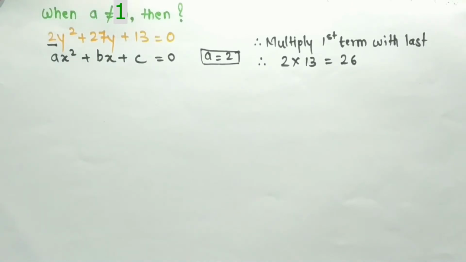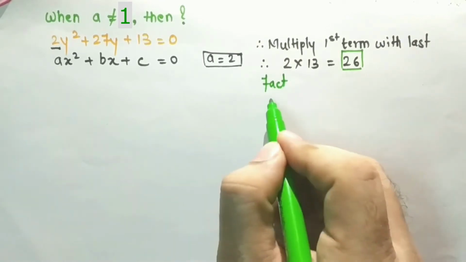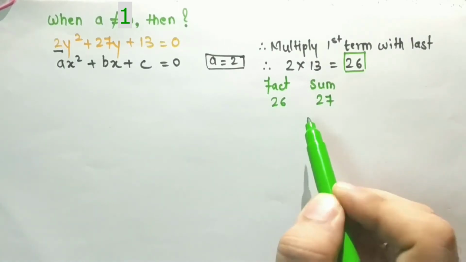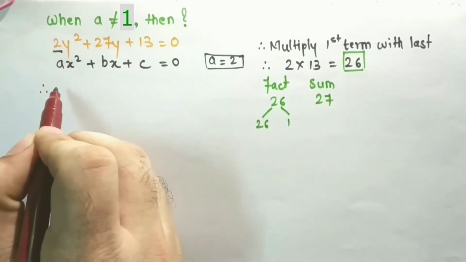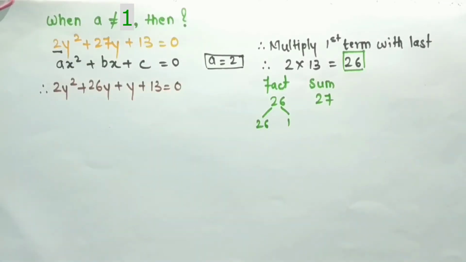Now we have to find factors of 26 such that their sum is 27. Note here that we will not take factors of the last term 13, but the product of the first and the last term, which is 26. It is very simple, since 26 into 1 will give me 26, and adding 26 and 1 I will get 27. I will split the middle term in these two factors. Therefore 2y square plus 26y plus y plus 13 is equal to 0. Notice, instead of writing 1y, I have written just y.